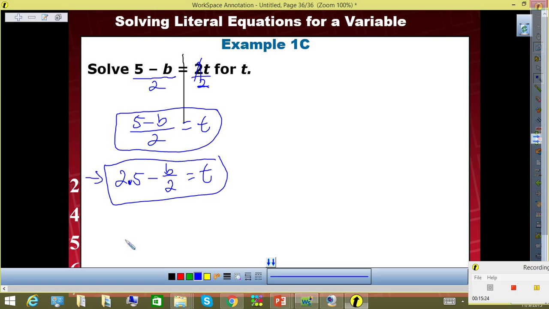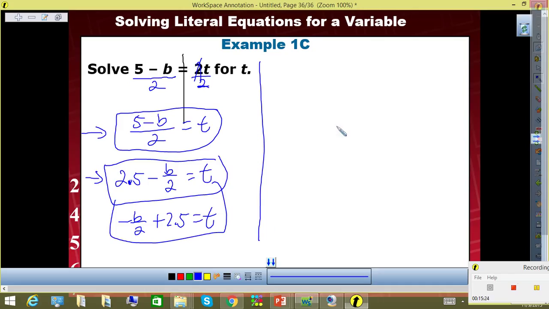If we're gonna write it like this, is this standard form? No. So therefore, what do I do? Negative b over 2 plus 2.5 equals t. However, if you leave it like this is how it stays. If you don't simplify, it stays like this.